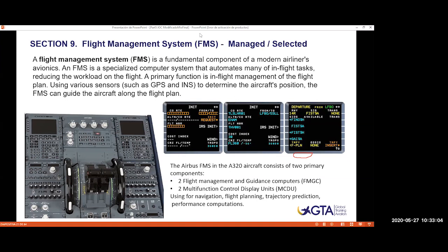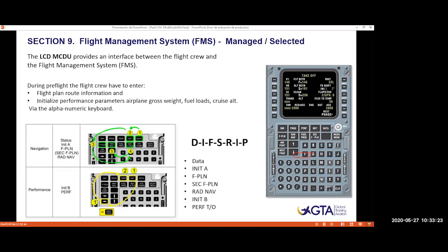These are the screens that we have here. This is how we communicate with the computers. This is the MCDU. There are two, and we communicate with the big computers through the MCDU, and we have to load everything on this. So we are going to fill in all the data of these computers. But there is one way to do it in a correct way.